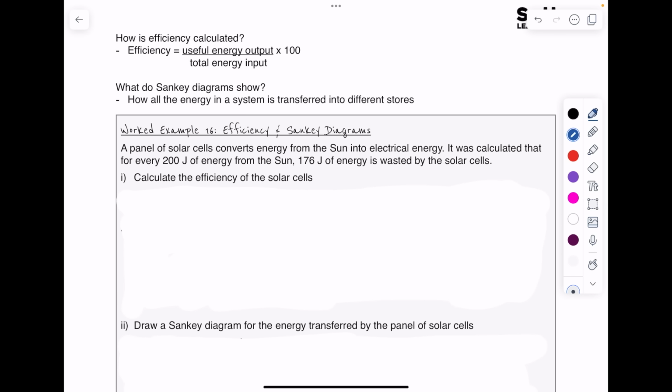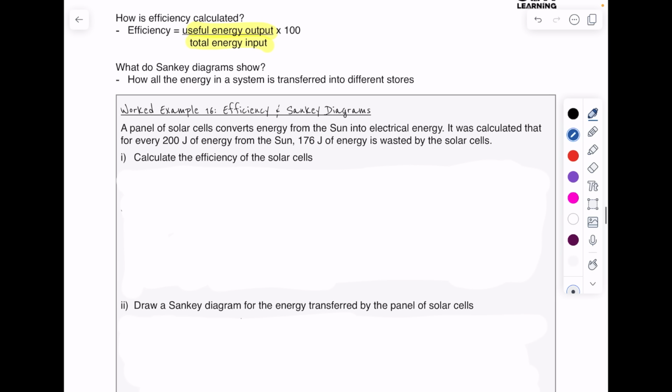Now we like to often calculate efficiency, and efficiency is useful energy output divided by total energy input. You might also see this equation written as useful power output divided by total power input times by 100 to get it into a percentage. And a Sankey diagram is used to show how the energy in a system is transferred. So we often look at wasted energy and useful energy. I'm going to show you some calculations now using these equations. A panel of solar cells converts energy from the sun into electrical energy.